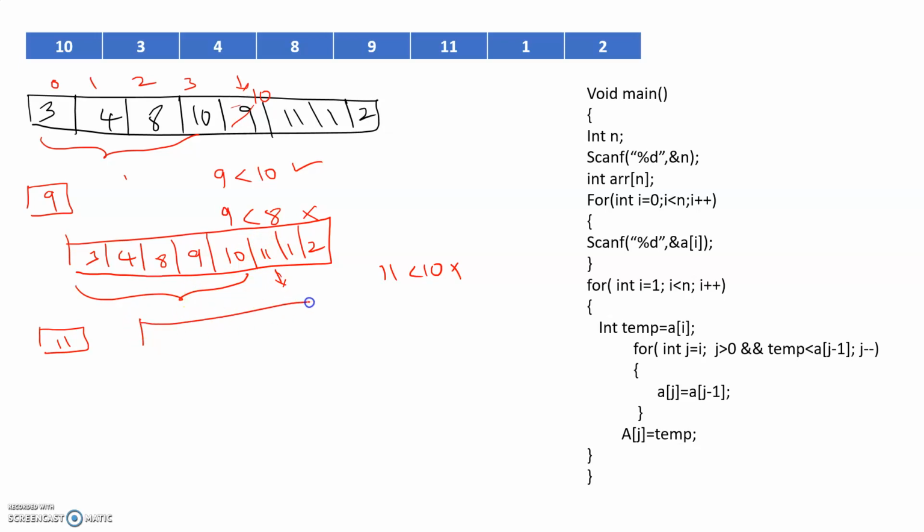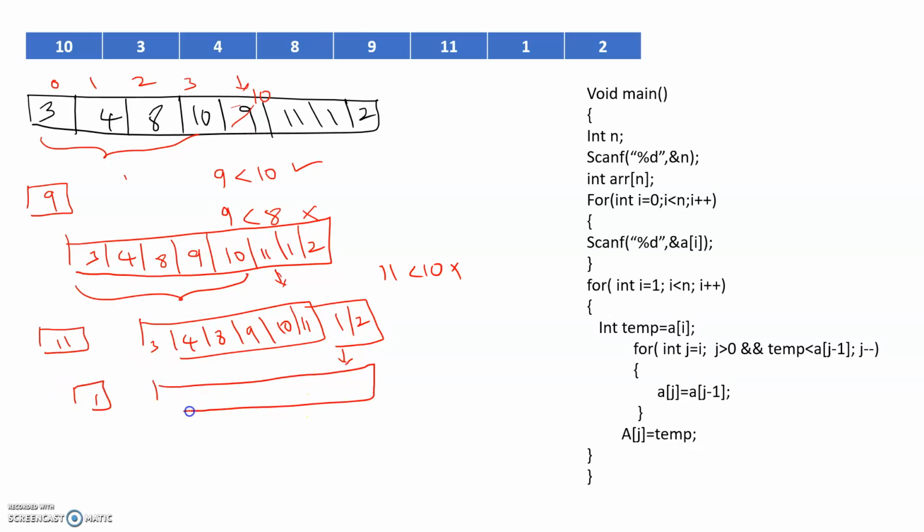So after this my array could be like this: 3, 4, 8, 9 and 10, 11. The remaining elements are going to be 1, 2. So I am going to pick one more selected element, that is 1. Now from these elements I am going to do the comparison with the remaining elements. My remaining elements are going to be this 3 to 11. So one by one I am going to compare to find the perfect place.